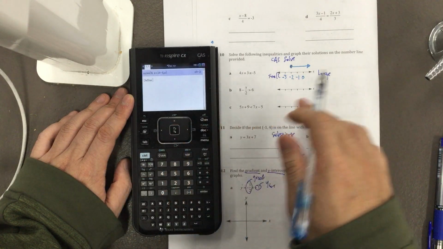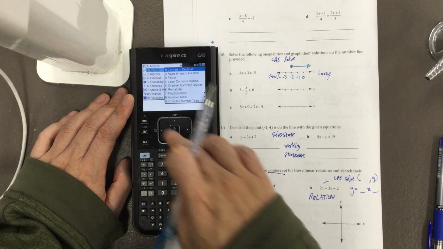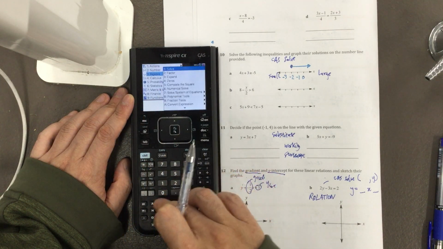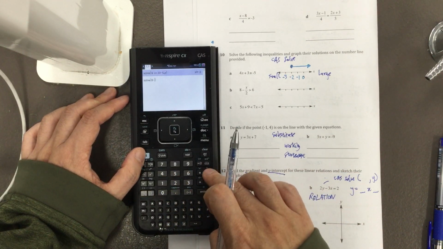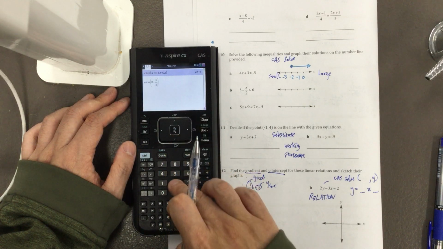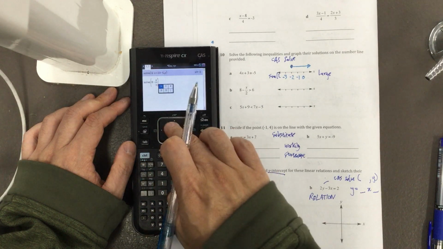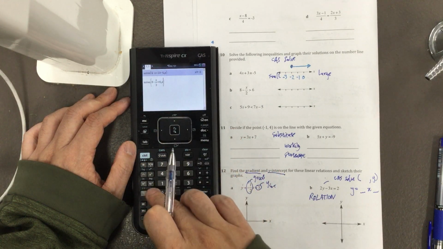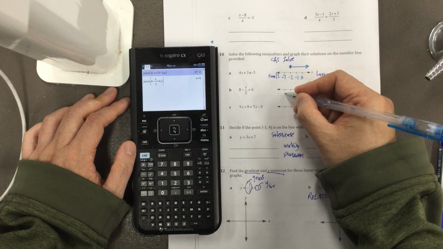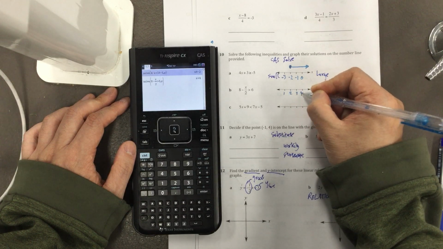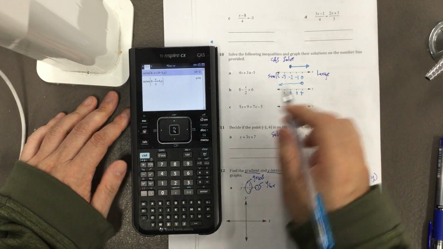So menu open again. Sorry, not define. I'm sorry, it's menu algebra. What am I doing? Menu, algebra, solve. Okay, 8 minus fraction x over 2 greater than 6, comma x. It says x is less than 4. Well, you've got 1, 2, 3, and 4. x is less than 4, meaning x is everything below 4, not including itself.